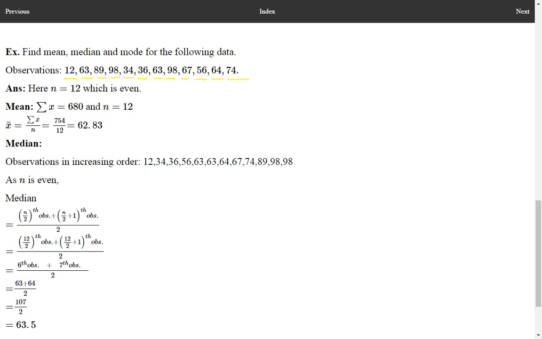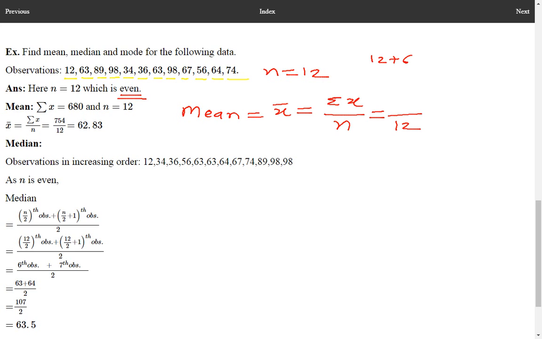So how many observations are there? 12 observations, and it is even. Okay. Now we will find the mean. It is denoted by x bar and it is obtained by the formula summation x upon n. n is the number of observations, which is 12, and the sum of all these observations, that is 12 plus 63 plus so on, the last observation is 74. If you find their sum, you will get 754.